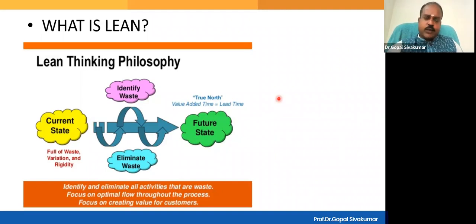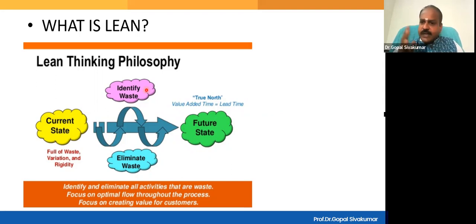Why don't we call it the Toyota production system? Because there is the word Toyota inside. I can't use the Toyota production system in my company. So the same principles, the same tools, I will use in my company, but with a new name called lean. So fundamentally, lean means identifying inefficiency and eliminating it.